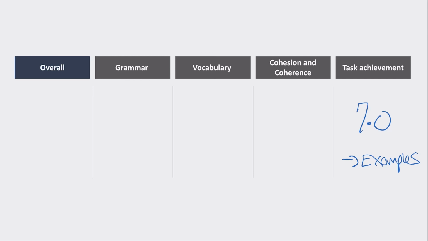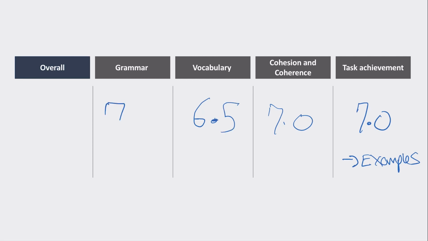Cohesion and coherence. I would want to give a 7. I think it was very nicely constructed, very logical. Vocabulary. We had some really nice, natural sounding phrases. There were just one or two points where they were sort of odd word choices. So it's probably a 6.5.